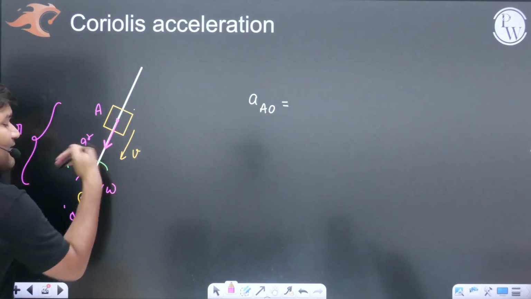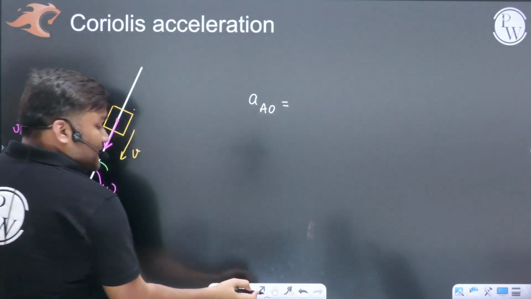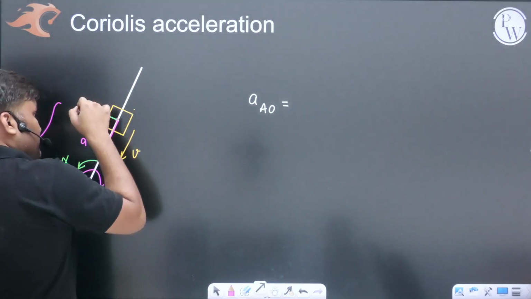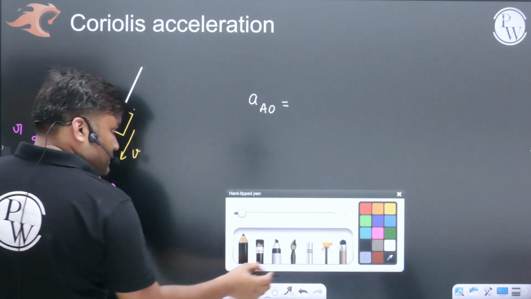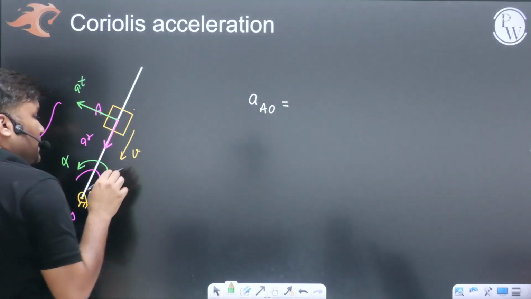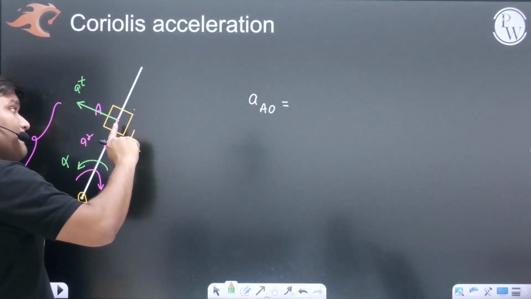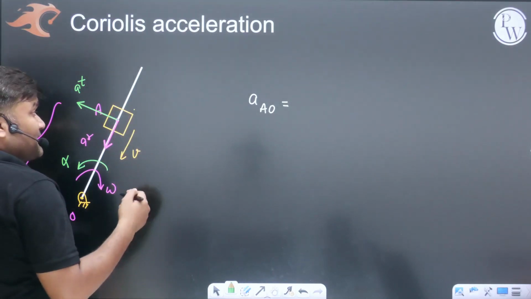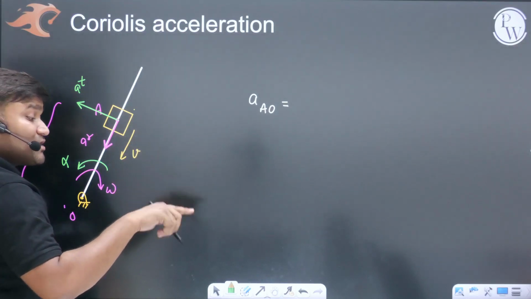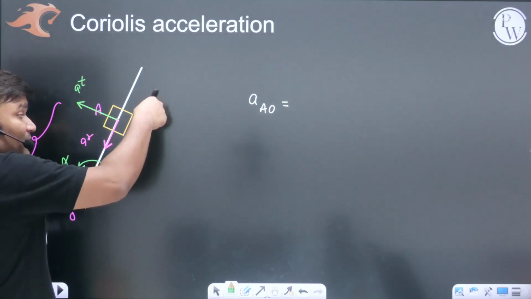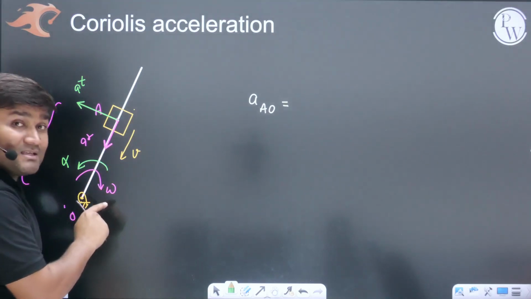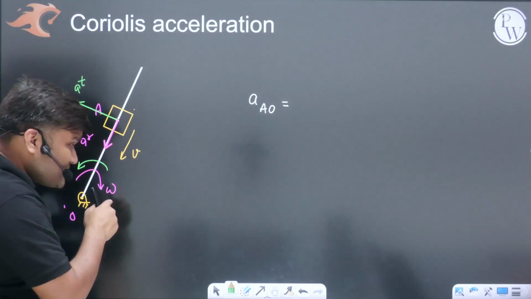Tangential acceleration, alpha is anti-clockwise. Tangential acceleration, which I am showing in green color, will be in this direction. Coriolis acceleration will also be there. What is the Coriolis acceleration? Coriolis acceleration will be 2 into V into omega. But what will be the direction? The direction will be: rotate the velocity vector in the sense of omega. Omega is clockwise.